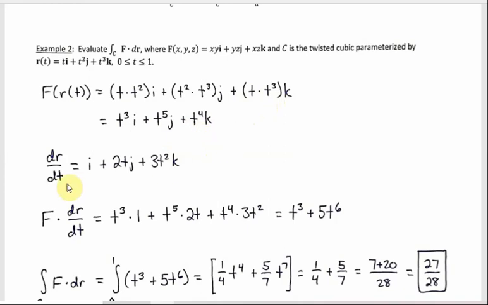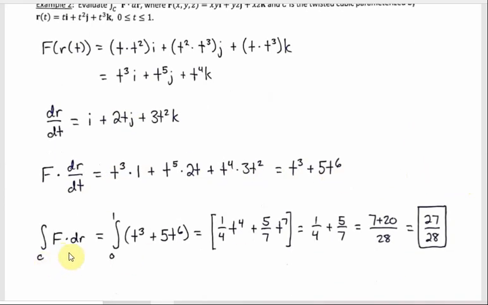Then dr/dt is just taking the derivative of this, right? And these are pretty easy derivatives. Derivative of t is 1, derivative of t squared is 2t, derivative of t cubed is 3t squared. And then we need the dot product of f and dr/dt. So, t cubed times 1 right there. t to the 5th times 2t is right there. And then t to the 4th times 3t squared. If you simplify that, it's t cubed plus 5t to the 6th. And integrating that is not bad, right?